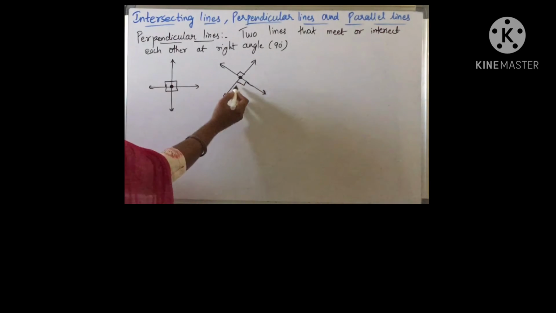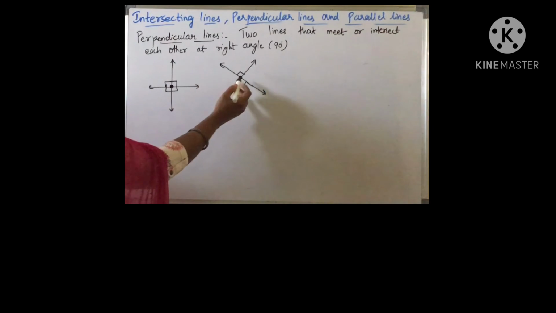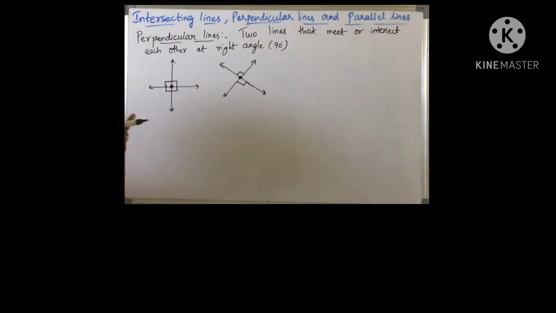Okay, the two lines that intersect at a point where right angle is formed, then we call the two lines as perpendicular lines. So perpendicular lines can be found everywhere around us, like a street intersection and in rectangular window grills.